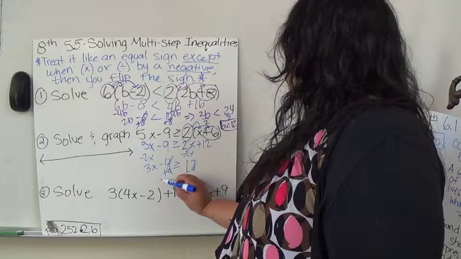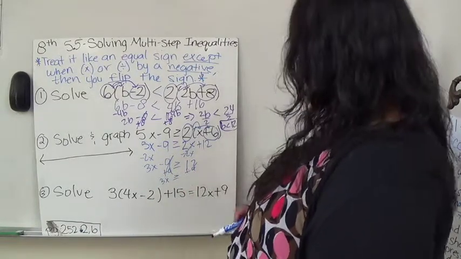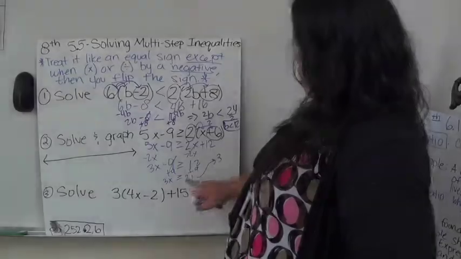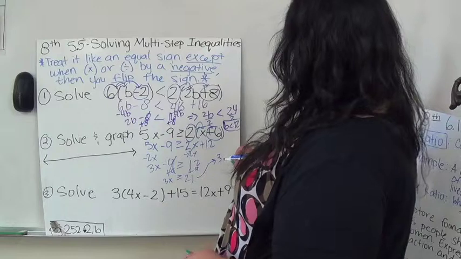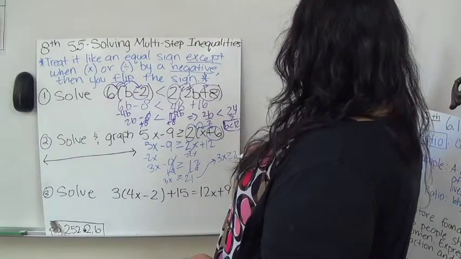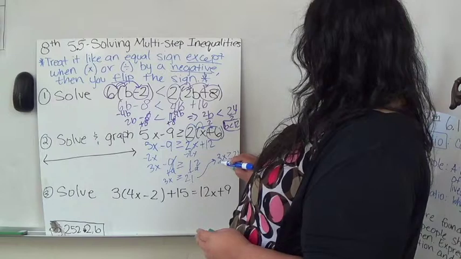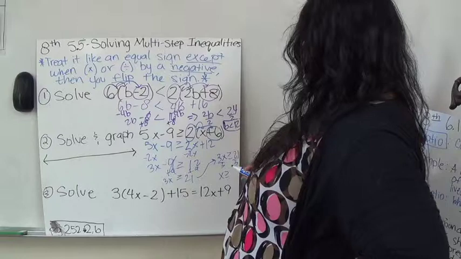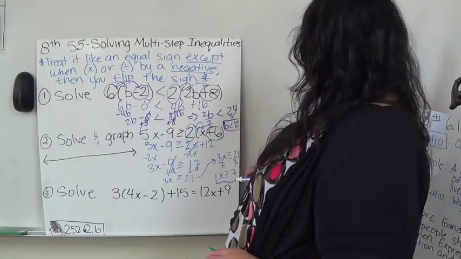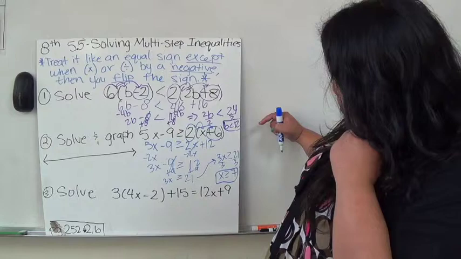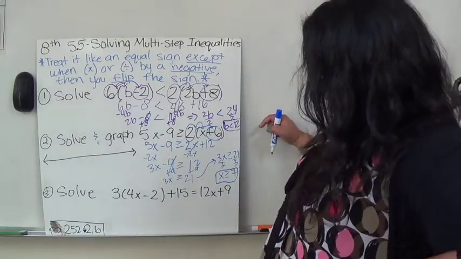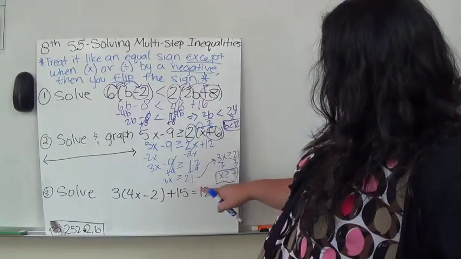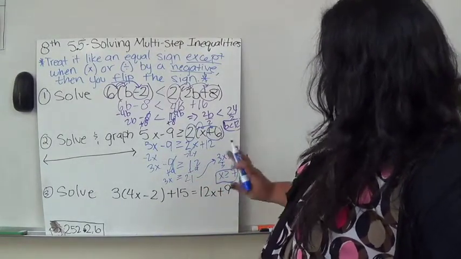This gives me 3x is less than or equal to 21. And then I divide by 3. So x is greater than or equal to 7. Again, I'm going to check just to make sure I didn't divide by or multiply by a negative number, because I have subtraction, addition, and then I divided here by positive, so I'm good. I don't need to change the sign.